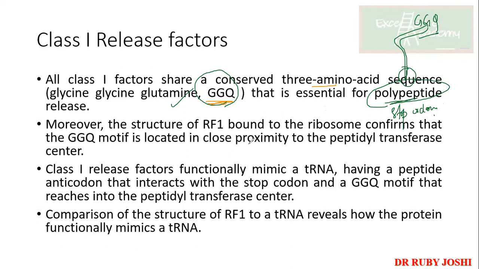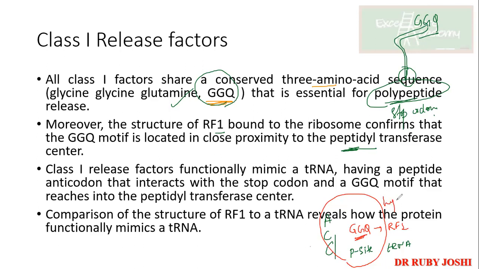Now, the structure of release factor 1 bound to the ribosome confirms that this GGQ motif is located in close proximity to the peptidyl transferase center. If you remember in the structure, we saw how nicely this GGQ is present near the tRNA at the P site. If you remember the CCA, that is the acceptor arm of your P site tRNA, and the GGQ motif of your release factor 1, they are present in close proximity. Okay, so this will help in the release of the polypeptide chain.